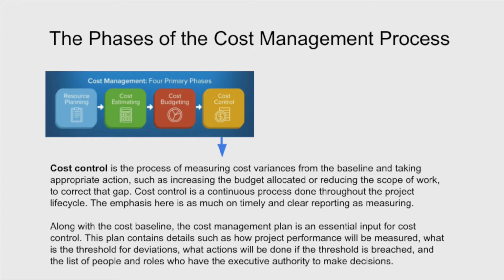once it goes over 5%, for example, do we make changes? What actions will be done if the threshold is breached? What changes would be required? Do we cancel it? Do we do something else like that? And we list the people and roles that have authority to make those decisions. So all that stuff needs to be done in the cost control phase.